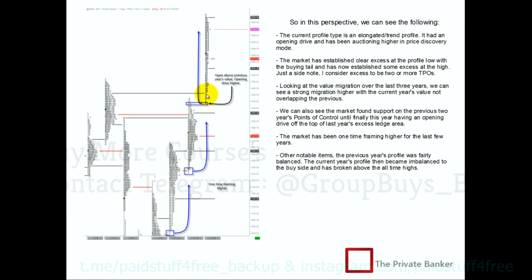So as I said, another notable thing here is the previous year's profile was fairly balanced. However, the current year's profile is imbalanced to the buy side, as we're going into these all-time highs. Again, what does that tell us? Well, the market found two-way trade there and some balance, and all of a sudden something has changed, and we completely reject our previous year's range or balance. And not only that, but we completely blow through the all-time highs balance as well. So really spent very, very little time at these levels. So the market is completely out of balance and very strong trend higher here.